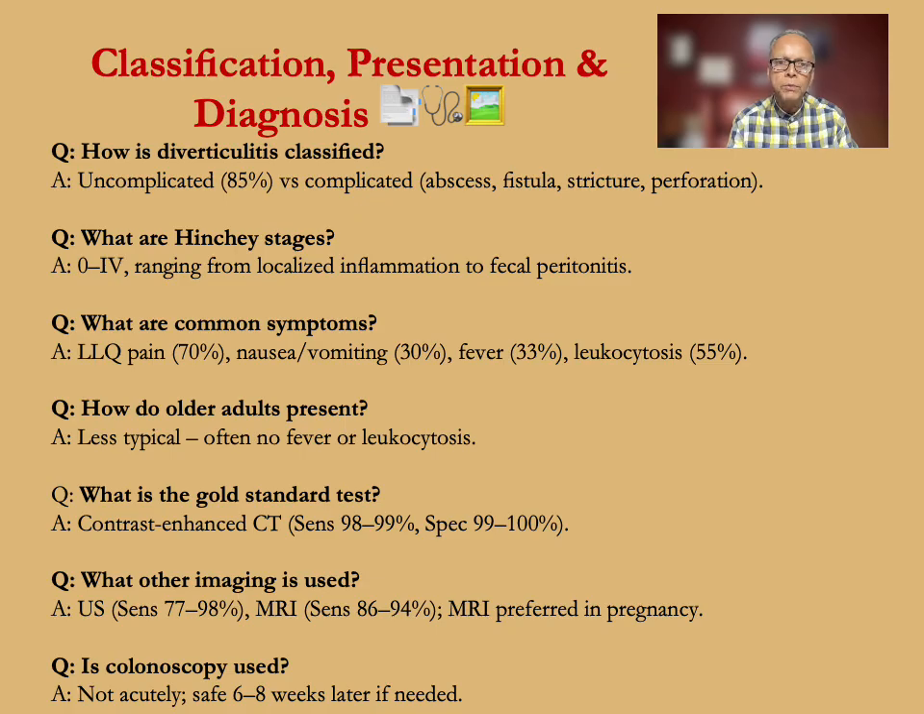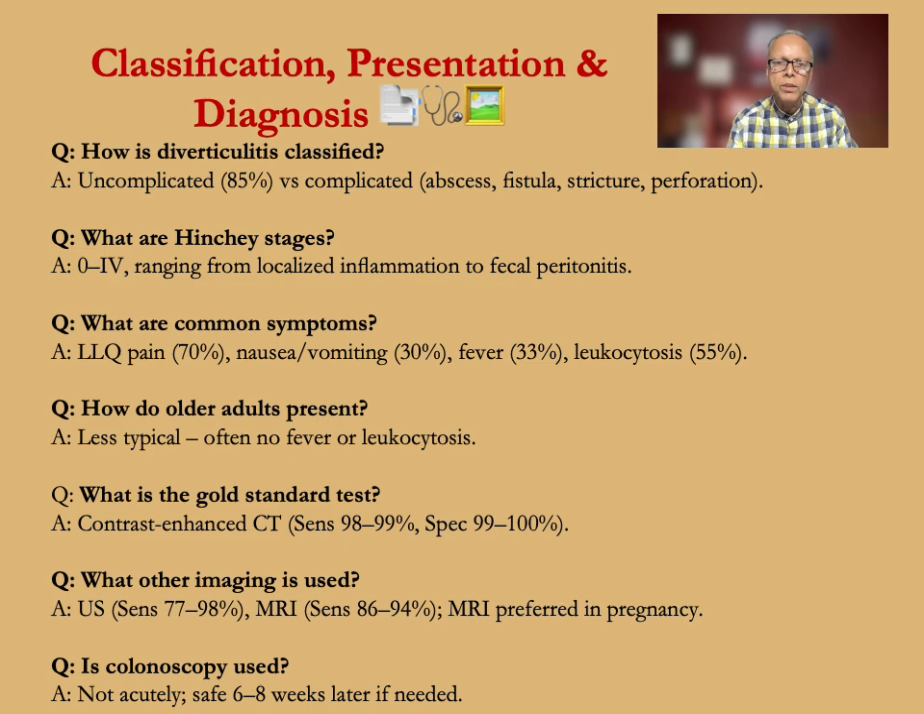What are the common symptoms? Left lower quadrant pain in 70%, nausea and vomiting in 30%, fever in 33%, and leukocytosis in 55%. How do older adults present? Less typical, often no fever or leukocytosis.